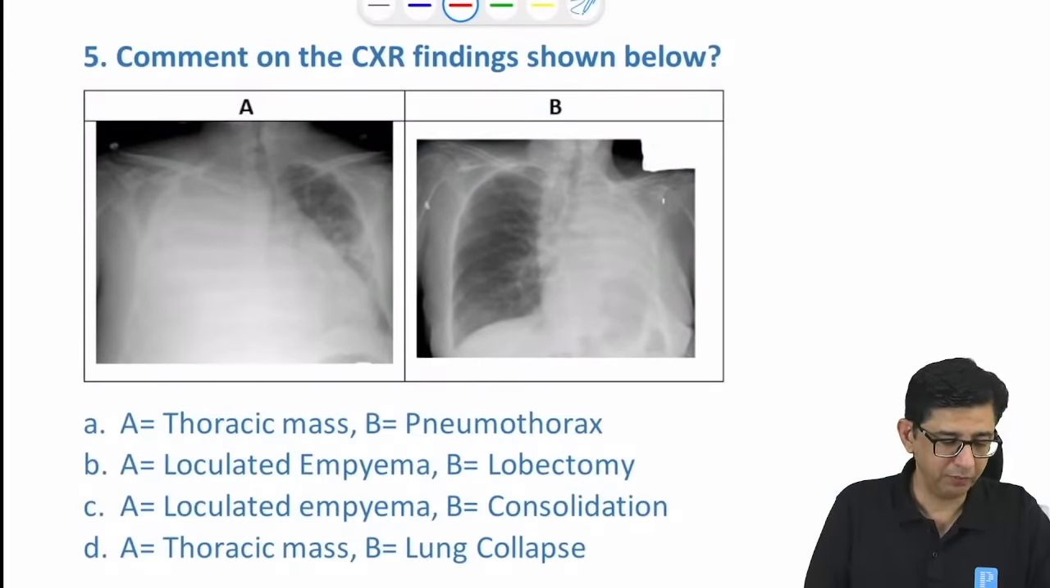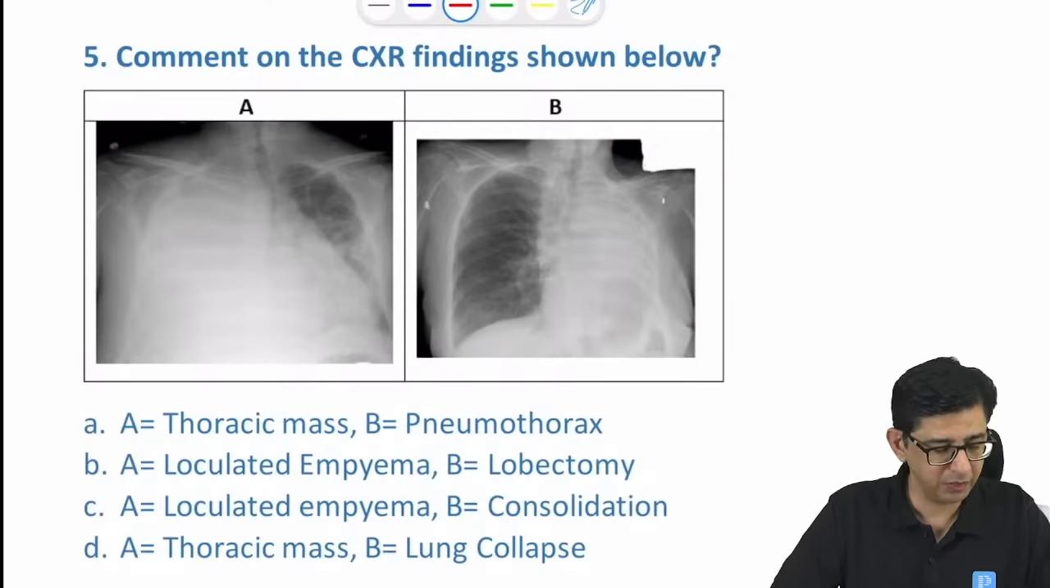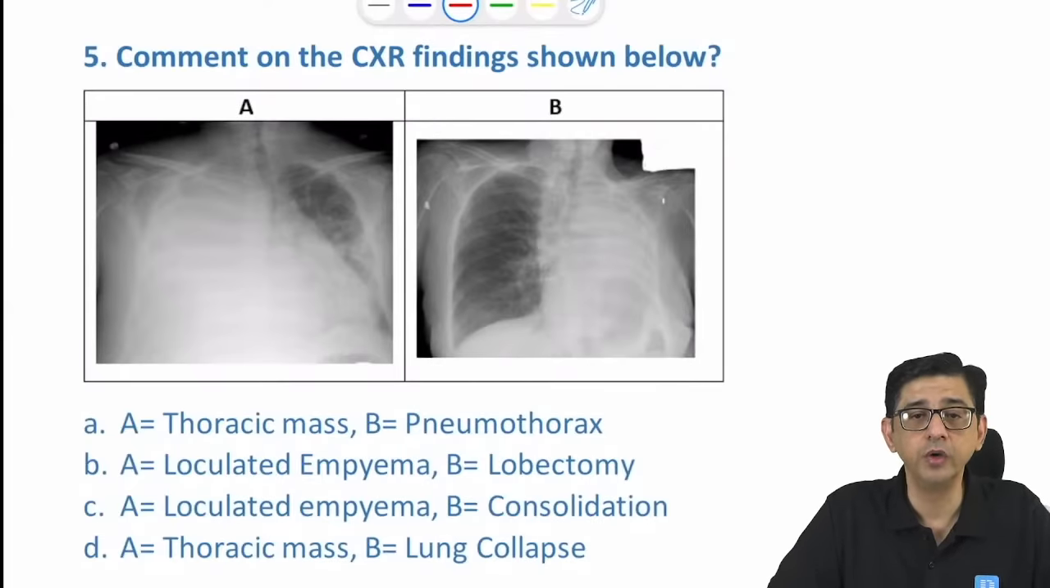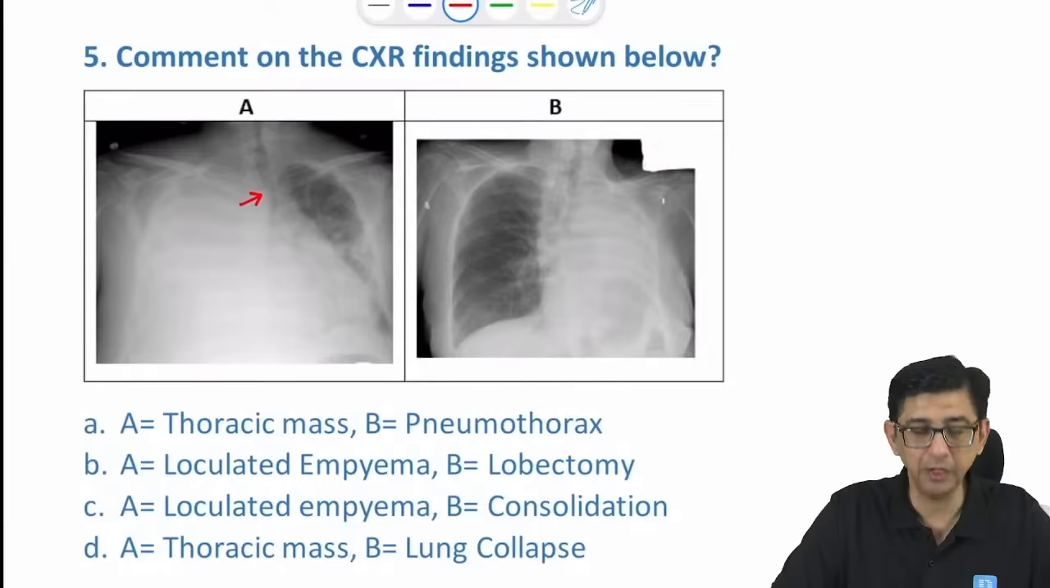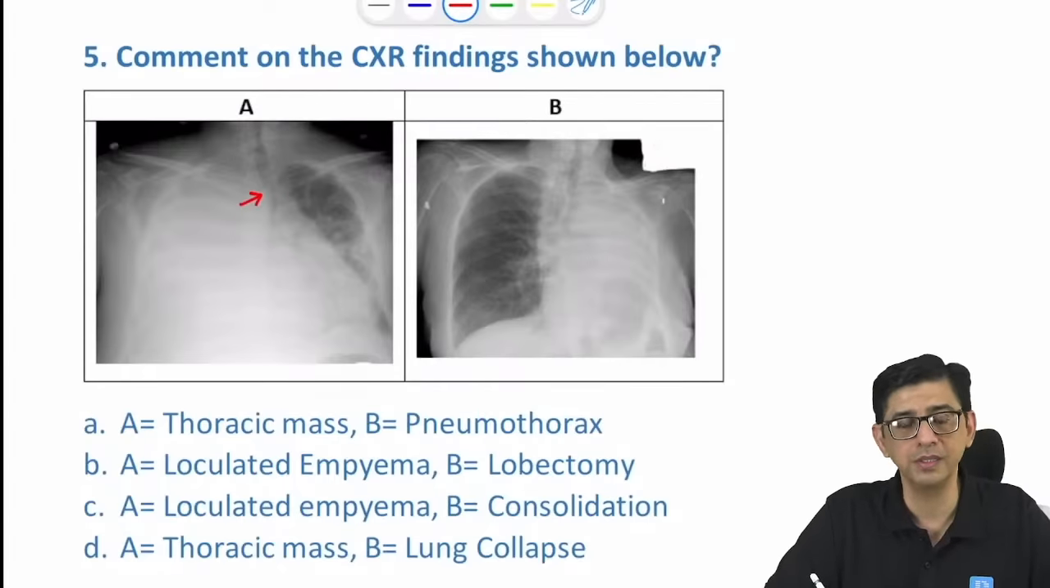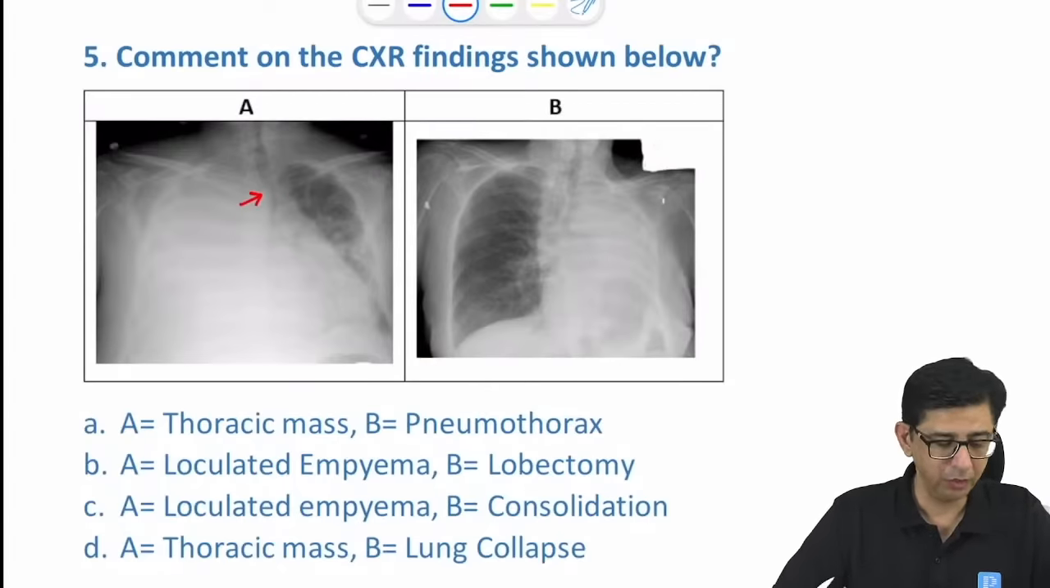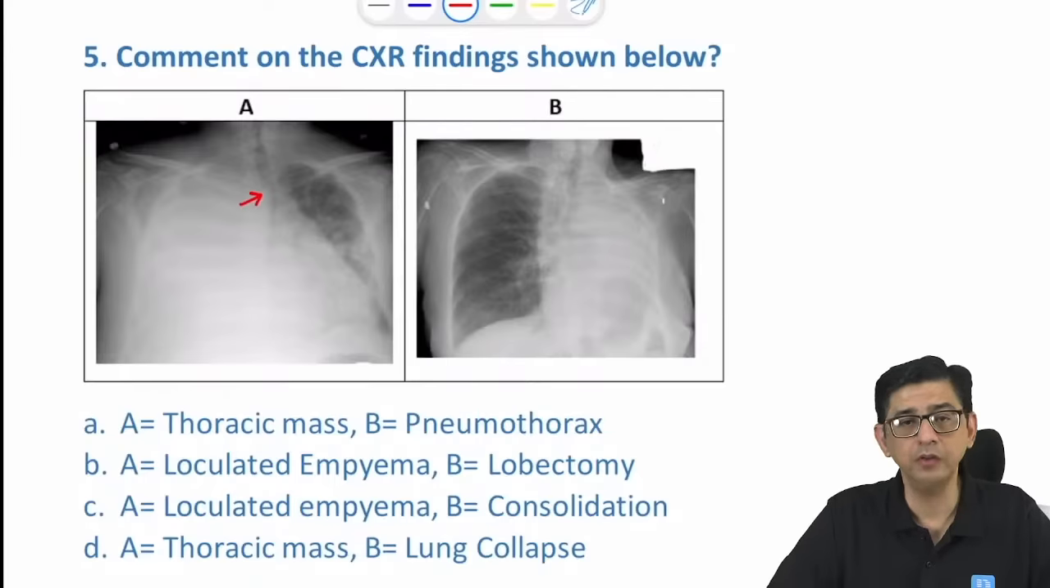In this one, what I've tried to explain is the X-ray findings in this case, where you can see there's a complete whiteness in the chest X-ray of this chap. And then you can also notice a tracheal deviation that is happening. The tracheal deviation is happening to the contralateral side. So let's have a quick voting here with respect to A and B that I've currently shown.